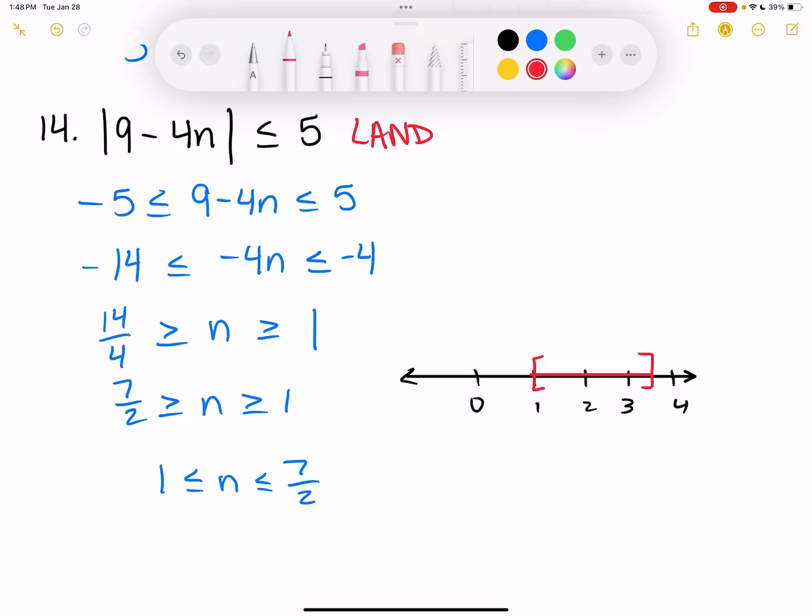Any questions on that one? Leave it there for a second, make sure everybody has it. Why do you have to flip the sign? So we divided by a negative. Anytime we multiply or divide by a negative, we have to flip it.